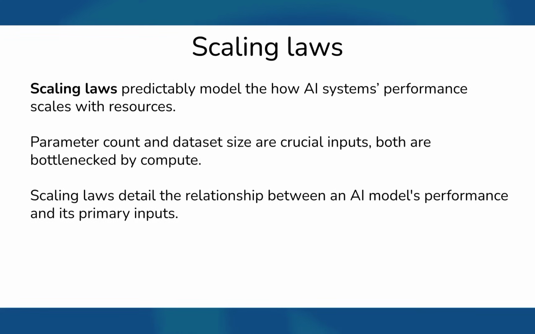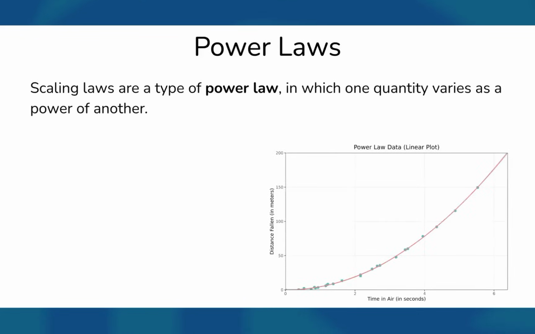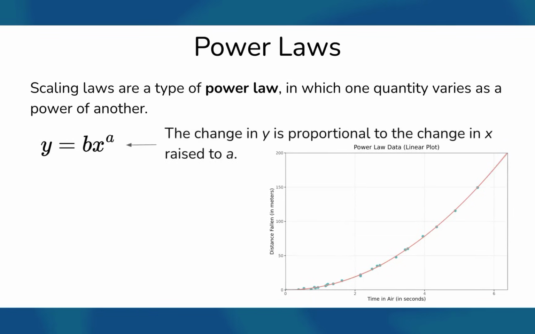Before looking at those equations, we need to learn a little bit more about these sorts of equations in the first place. So scaling laws are a type of power law. So y equals b to the x^a is a power law. So y equals x squared is therefore a power law. y equals x to the negative 2 is also a power law. The change in y is proportional to a change in x raised to the a.